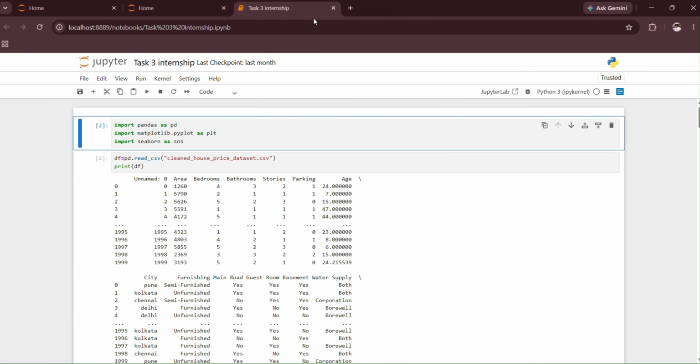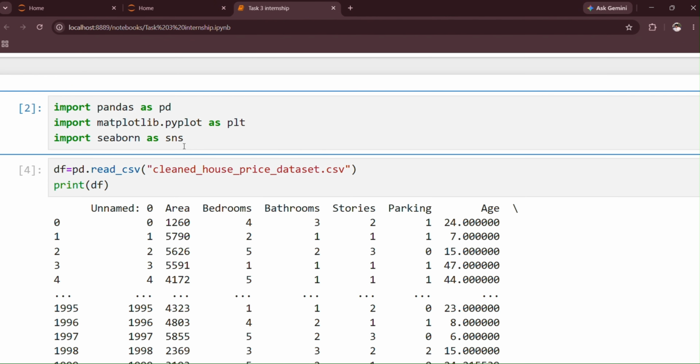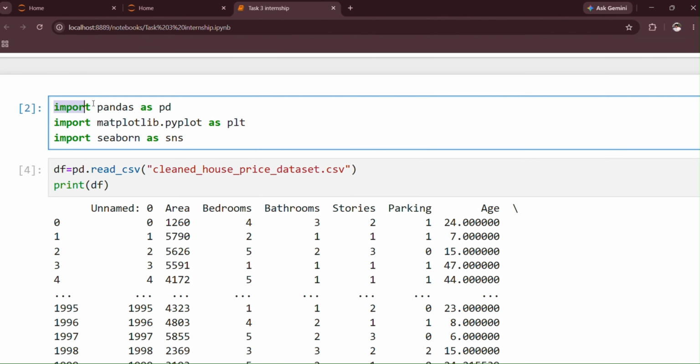Let's begin by importing the libraries we will need for exploratory data analysis. First, we import Pandas using import pandas as pd. Pandas is used to load, organize, and manipulate our dataset efficiently. Next, I will import Matplotlib, which helps us to create graphs and visualizations like bar charts, histograms, and line charts. Finally, we import Seaborn. It is built on top of Matplotlib and allows us to create more attractive and informative statistical visualizations with very little code.